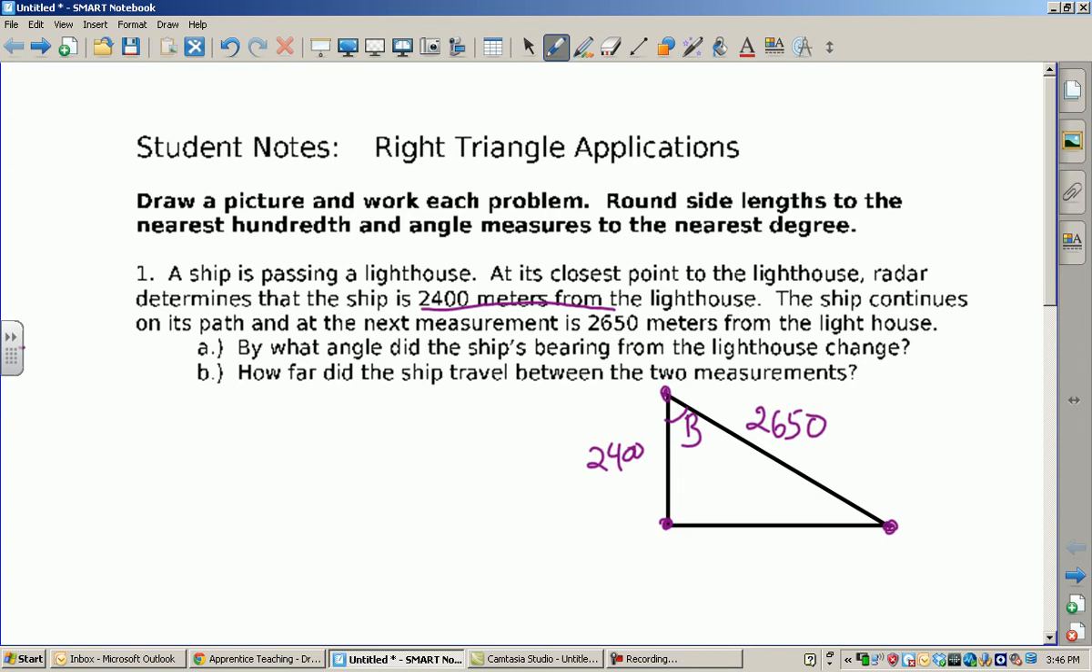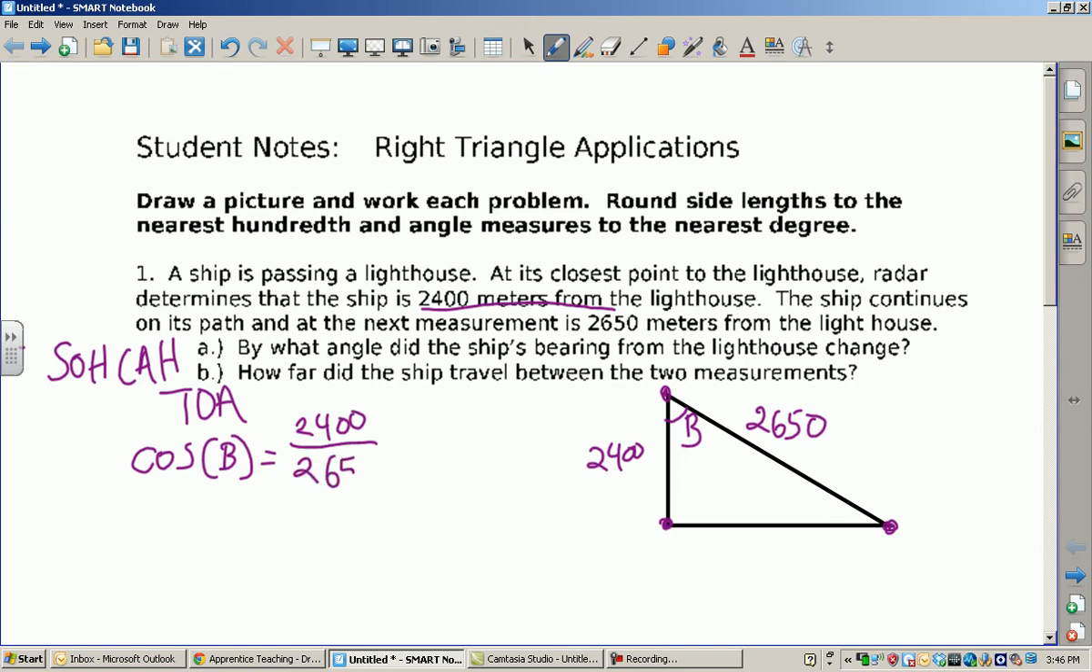And remember, angles are given by capital letters. So, what trig function out of the SOHCAHTOA, S-O-H-C-A-H-TOA, is going to help me get that angle? Well, I see that I have the adjacent side and the hypotenuse. So I know that the cosine of B is equal to the adjacent, which would be 2,400 over the hypotenuse, which is 2,650.